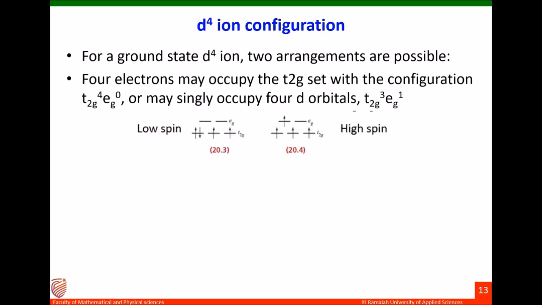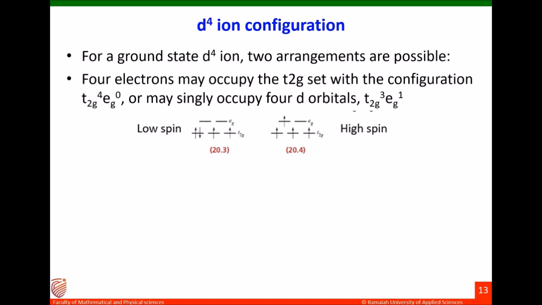The 4 electrons may occupy the T2g set with the configuration T2g4, or may singly occupy 4 d orbitals such as T2g3, Eg1, as shown in the figure. Now you see the configuration 20.3, which corresponds to a low spin arrangement, and 20.4 to a high spin arrangement.